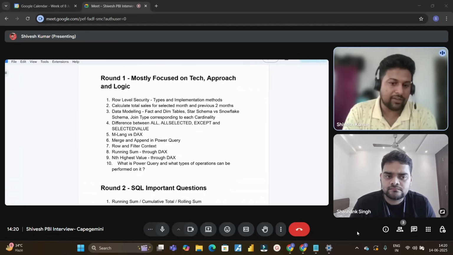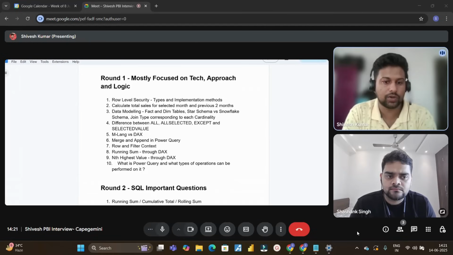We have M language and DAX. So it's better that we know more about M language. We are sure most of the time we use DAX, but we leave M language. So it's better that we learn more about M language as well, and do a comparative analysis between DAX and M language. We have merge and append. So this is also one of the confusing parts within Power Query.